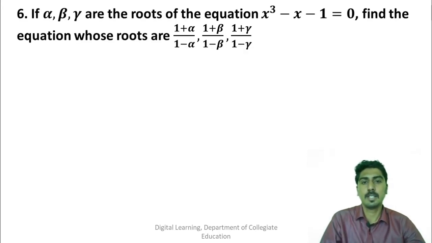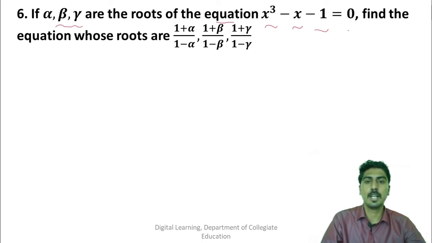Now I consider the next problem. If alpha, beta and gamma are the roots of the equation x cube minus x minus 1 equal to 0, find the equation whose roots are (1 plus alpha) by (1 minus alpha), (1 plus beta) by (1 minus beta) and (1 plus gamma) by (1 minus gamma).